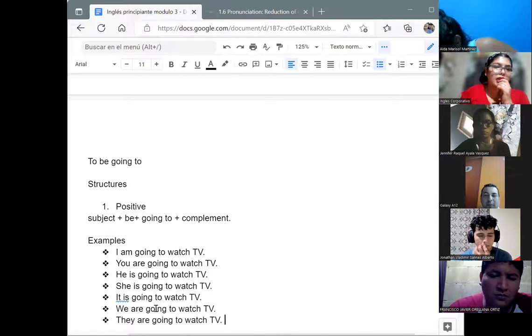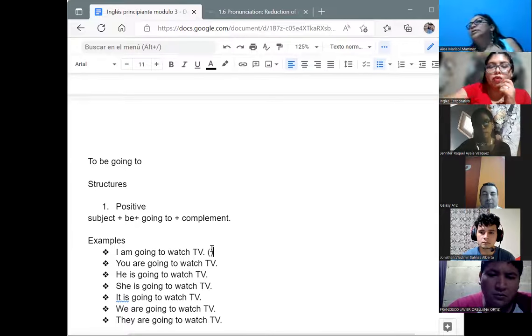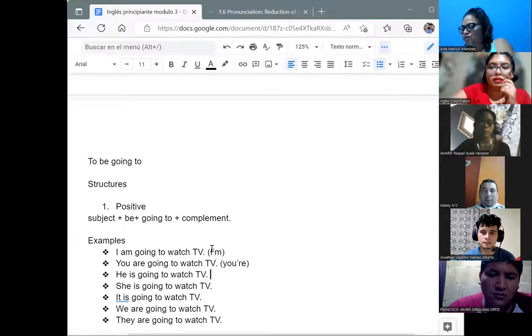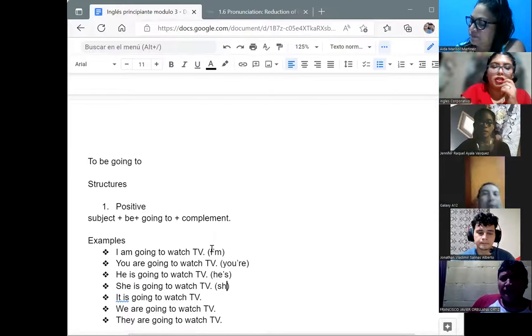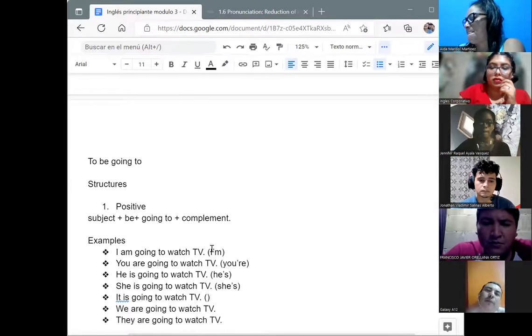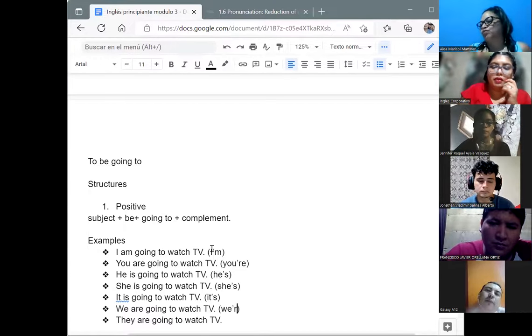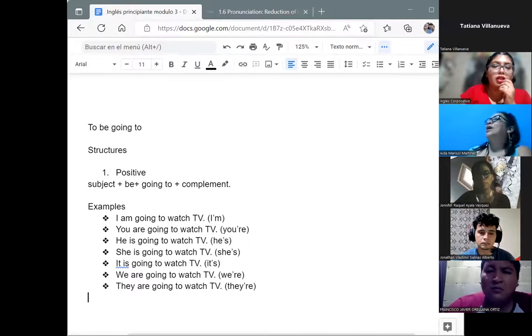So in this case, we have the positive sentence with the structure that we have here: the subject, the be, going to, and the complement. In this case, we can also have this structure with this one. If you're not going to write the complete sentence, you can add the contractions: I'm, you're, he's, she's, it's, we're, and they're. So that's the short form to write a sentence. So in that case, you can use the contractions to make the sentence.